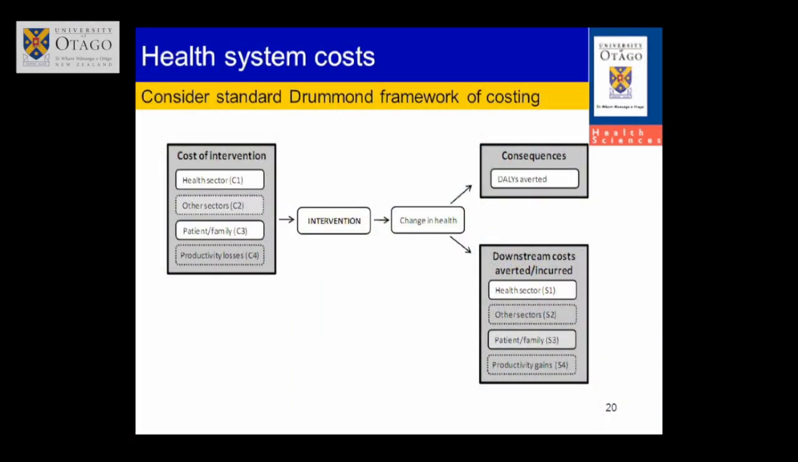If you think about this, this is a classic Drummond diagram altered a bit for our program. And there are these health sector costs here that occur downstream. So if you keep somebody alive, they're going to cost the health system more because they're alive down there. Or if you make them in a better health state, they might cost less. But we need to know what those downstream health system costs are.